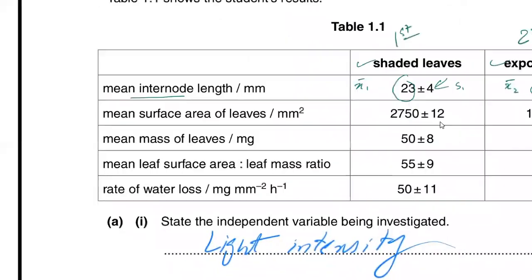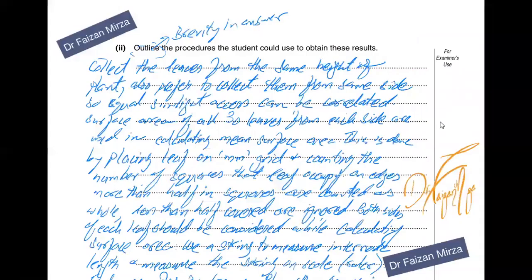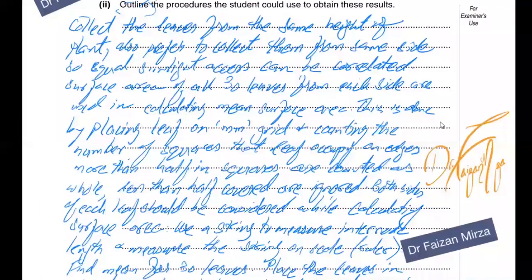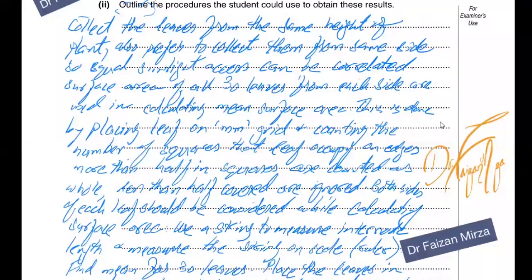So you need to explain and give a procedure how the mean internode length was calculated, how the mean surface area was calculated, how the mean mass was taken, how this ratio was calculated, and how the water loss was done. So how all of these need to be done? So what we can do, we can again go through the same thing. You will collect the leaves from the same height of the plant. Also prefer to collect it from the same side.